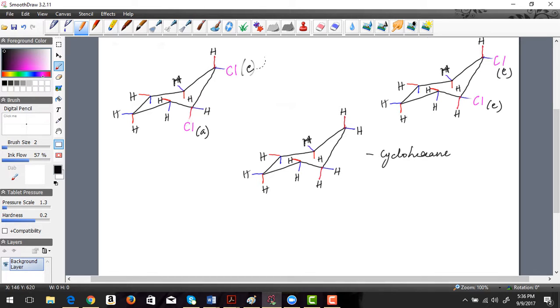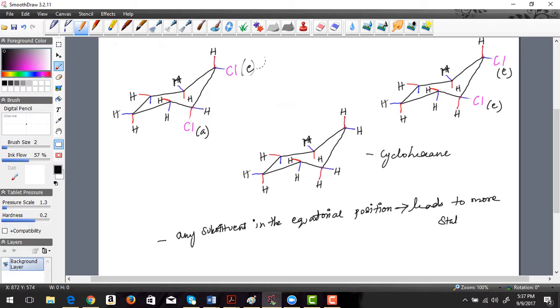Okay, so let's write the rule. Any substituent, again we may have relativity at some point, but any substituent in the equatorial position leads to more stability. I'm just going to be running out of words here. Leads to more stable molecule or more stability.